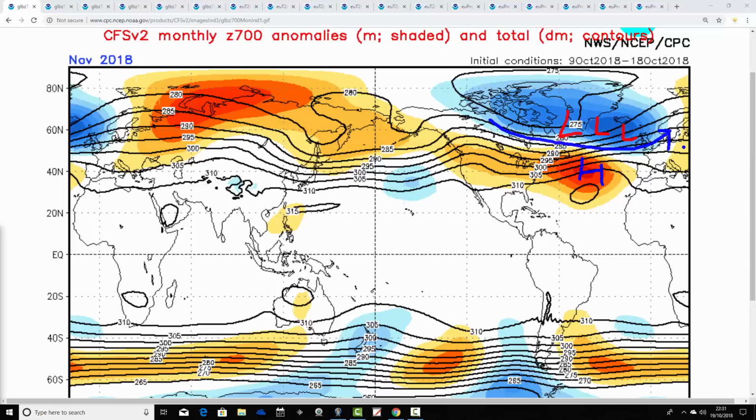So here we go again. CFS V2 is off and running with a very Atlantic-driven, very zonal type pattern. Wet and windy November coming up, if that is right.